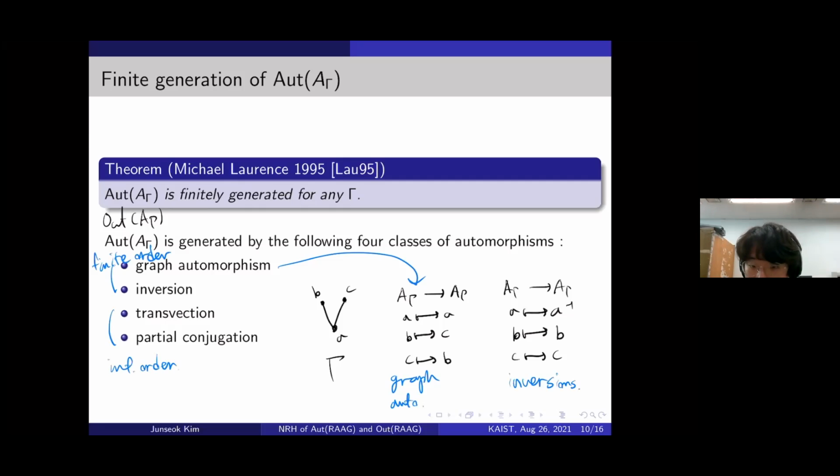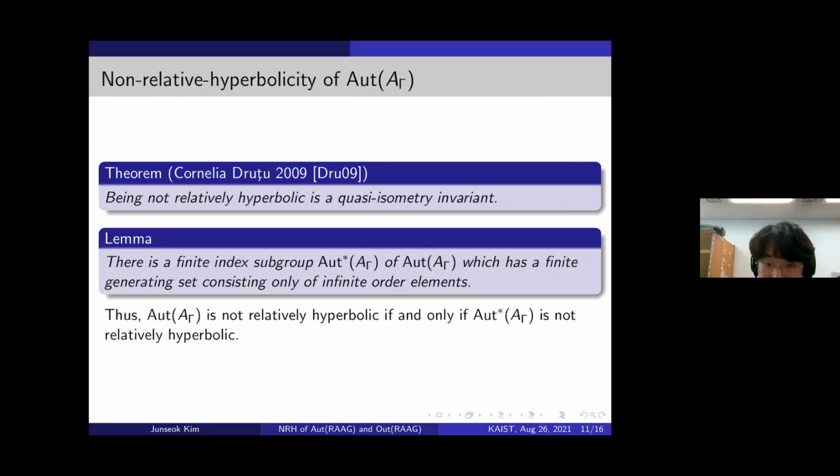But we can use this idea because of the following theorem and lemma. As being not relatively hyperbolic is a quasi-isometry invariant, it is enough to find a finite index subgroup which satisfies the assumptions of the criterion. Here's such a group, Out*(A_Γ). Actually, this group has generators just transvections and partial conjugations.